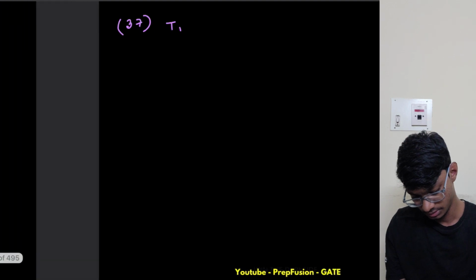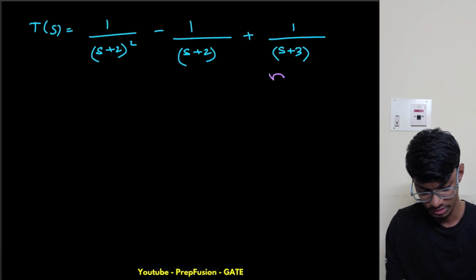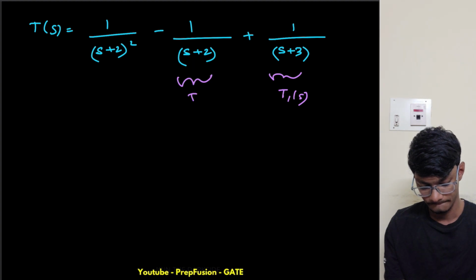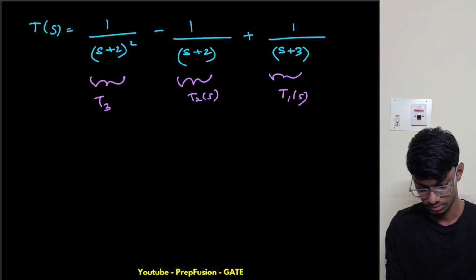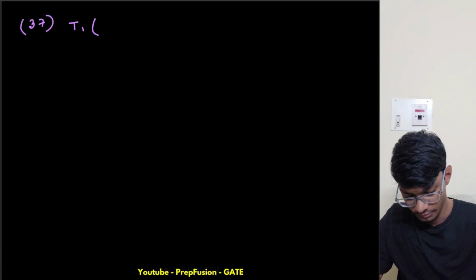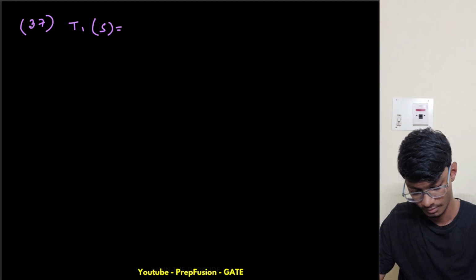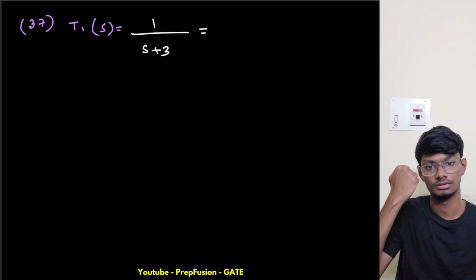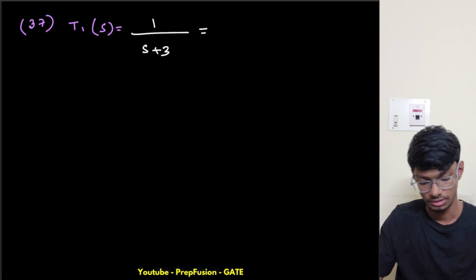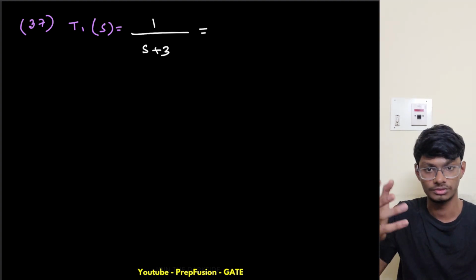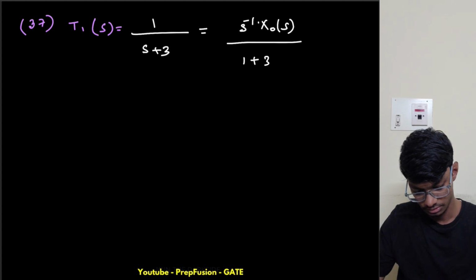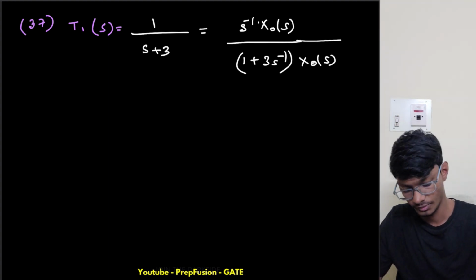Let's name this as t1, because first I will solve the non-square term. So t1 of s, and this is t2 of s, and this is t3 of s. So my t1 of s is 1 by s plus 3. Again solve using the CCF formula, basically controllable canonical form. You should be able to do this rightly, but still we'll solve this slowly. X naught of s divided by 1 plus 3 s inverse x naught of s.